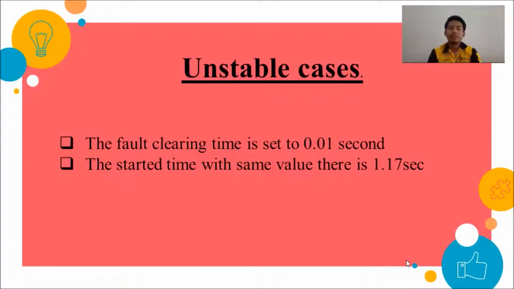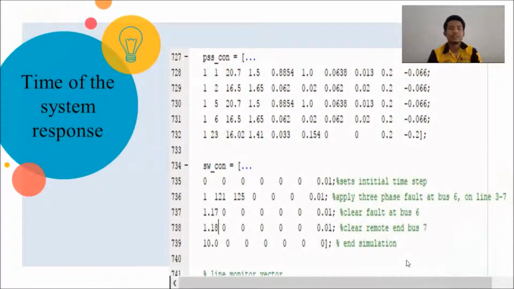Okay. For the unstable case, the fault clearing time is set to 0.01 second. The time start response has the same value, 1.17 seconds. Next, the time of the system response.